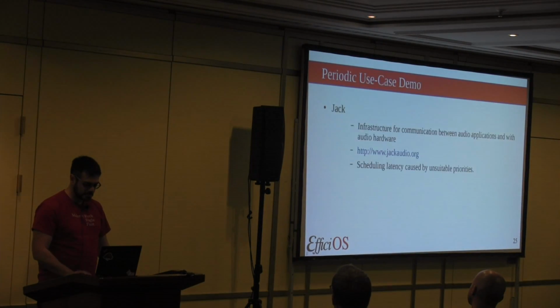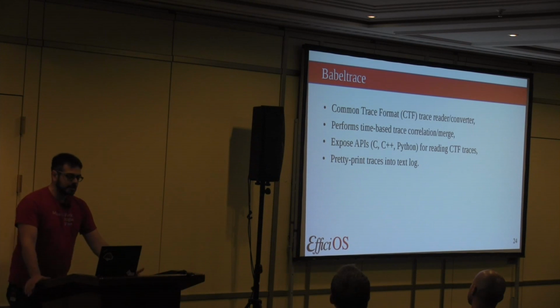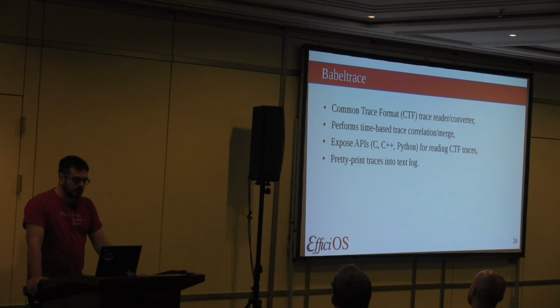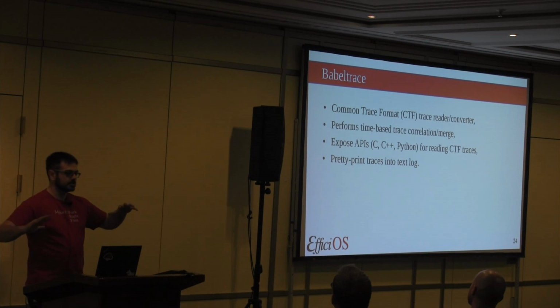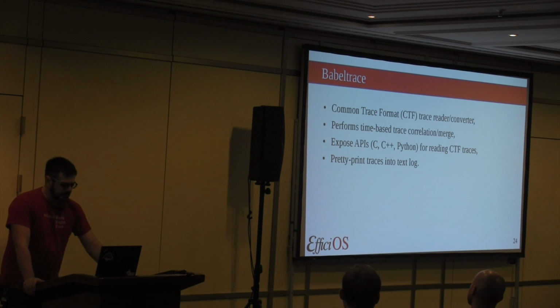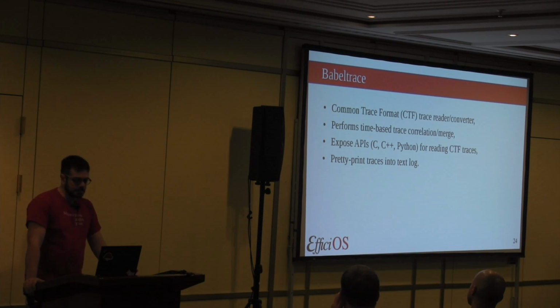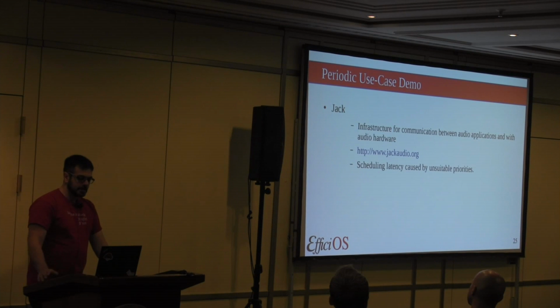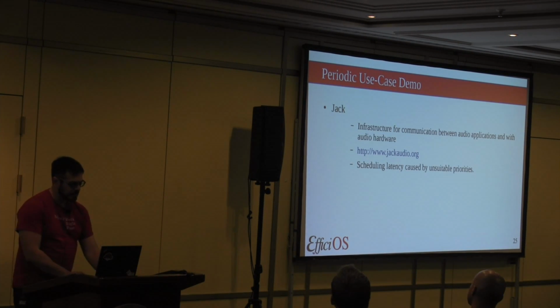Babeltrace is a Common Trace Format trace reader and converter. It performs time-based correlation and merge. So basically you can take trace sources from the kernel and from user space, and it's going to show them within a single timeline. It exposes C, C++, and Python APIs to read CTF traces, and currently it allows printing traces to the desktop. So I have some demos. I have to go quickly.